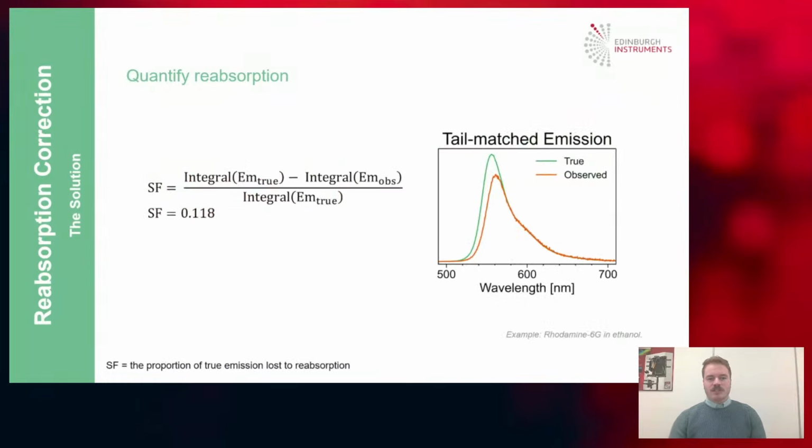So the first thing we need to do is to quantify the reabsorption. How much of our emission did we lose? And we do this by taking the integral of the true emission minus the integral of the observed emission, which leaves us with this small gap here between the orange and green lines. And we divide that by the integral of the true emission spectrum. This gives us our proportion of light which has been lost to reabsorption, which in this instance was about 12% or 0.12.